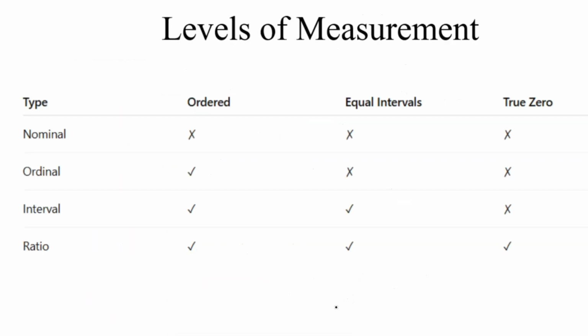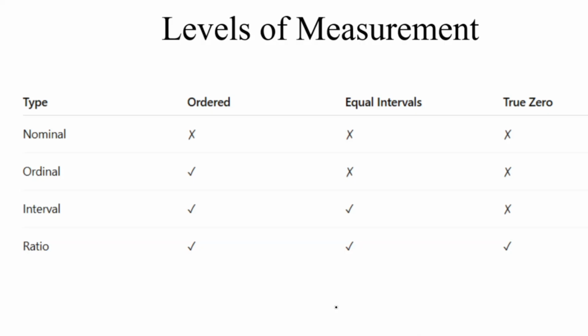Okay, so this is the summary table for you guys. Nominal data doesn't have order, doesn't have equal interval, doesn't have true zero, right? So it's like categorical data, like blue, red, green, like the color of your eyes. So it's nominal data, okay? Ordinal data has order. It doesn't have equal interval. It doesn't have true zero. For example, ranking of the competition, right?